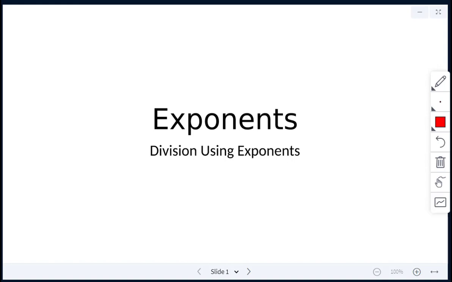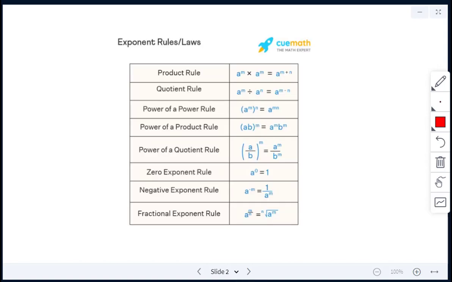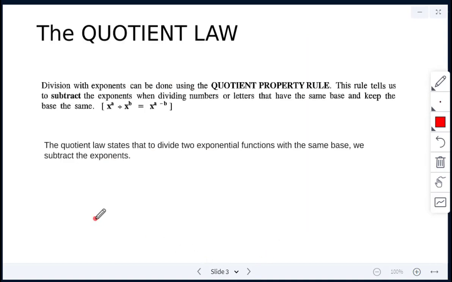Okay, so the lesson today for exponents is division using exponents. Last class we looked at the product rule, or the product law. If you had the same base and the bases are being multiplied, then you would add the exponents. And today the quotient rule: if you have the same base and they're being divided, then you're going to subtract the exponents. That's called the quotient property rule, or the quotient law.